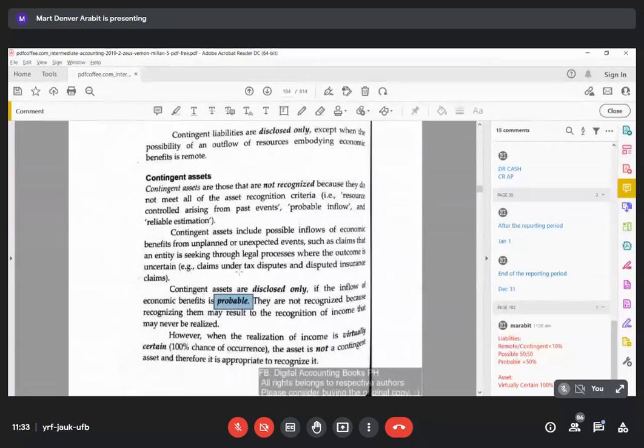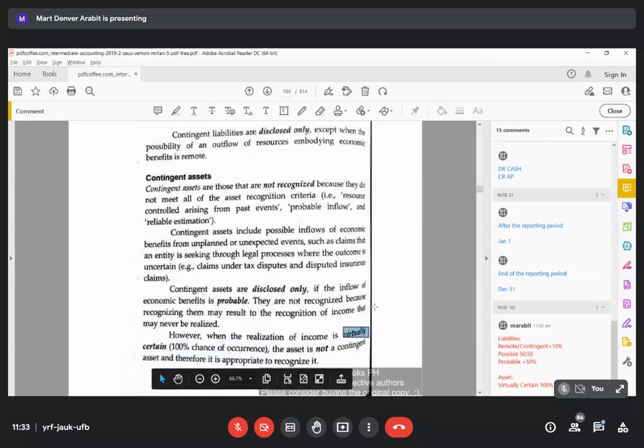So, however, when the realization of income is virtually certain, 100% chance of occurrence, then the asset is not a contingent asset and therefore it is appropriate to recognize it. Okay, so if it is almost sure, so ang hinihintay mo na lang example is kinabukasan para ma-recognize mo yung income, then you can actually record a contingent asset. Okay, if it is virtually certain that the occurrence is 100%.